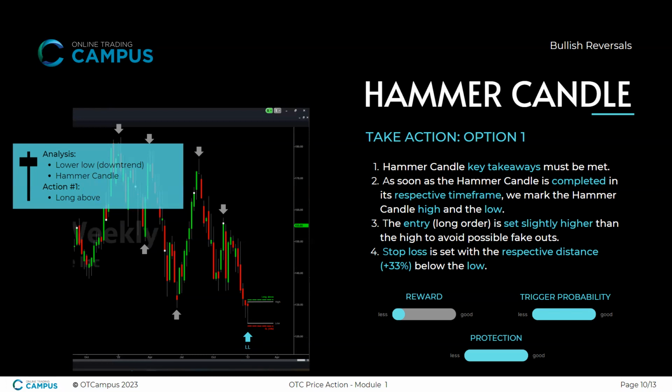If you talk about the weekly hammer candle, then wait for the next Monday to have a real close. If we talk about the monthly hammer candle, wait for a real close, meaning the first trading day of the next month. We need a real close here.